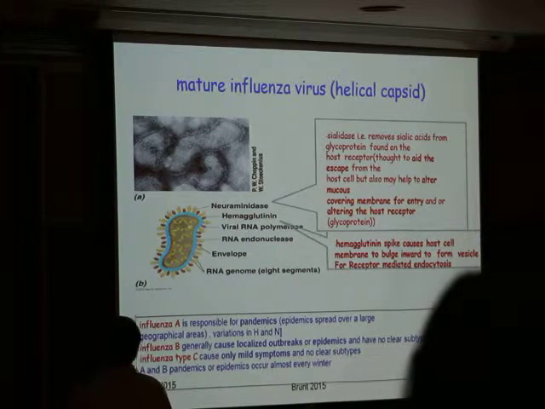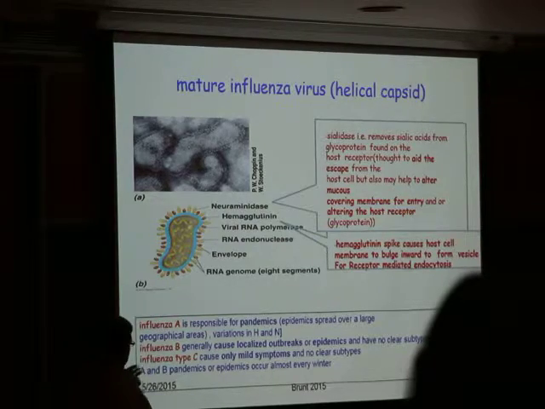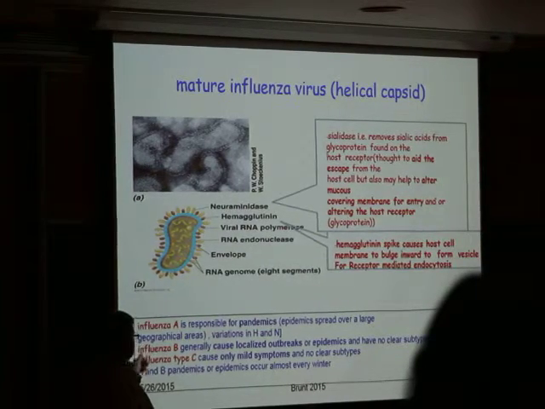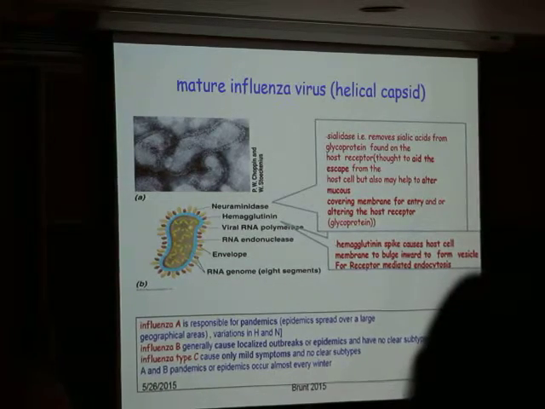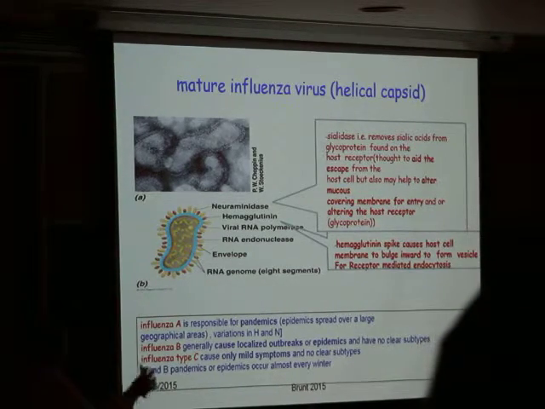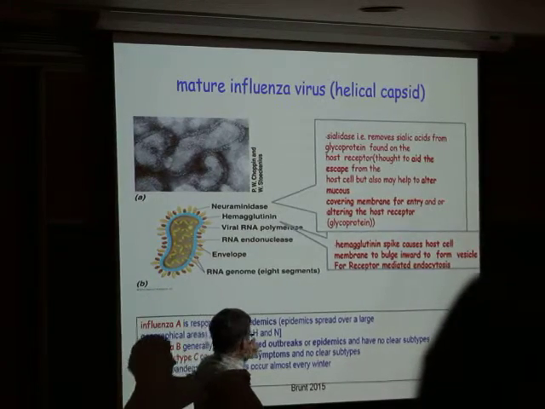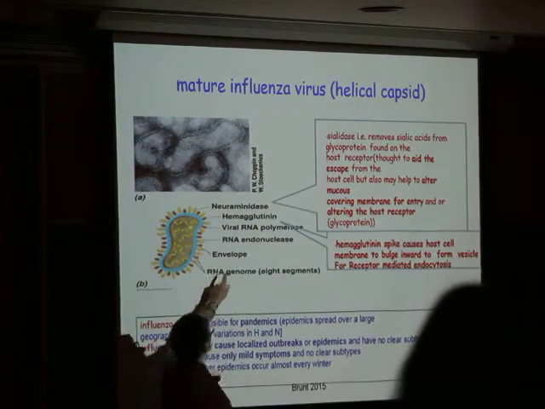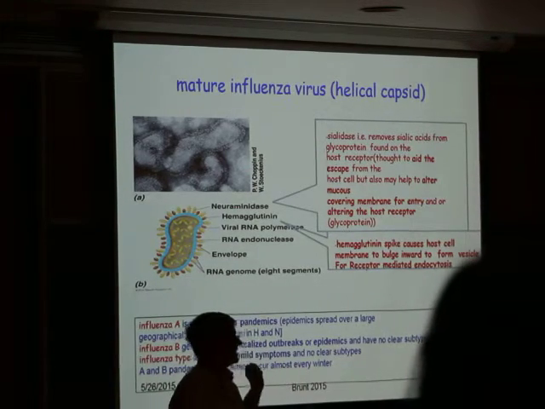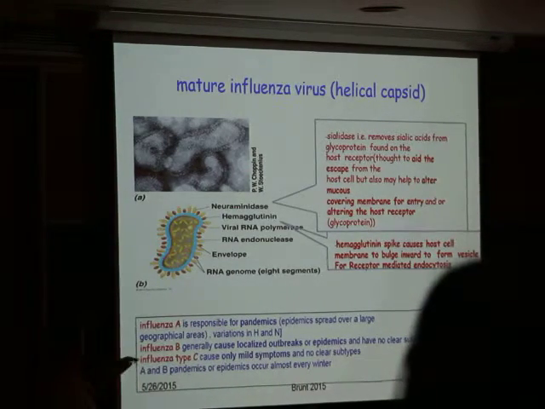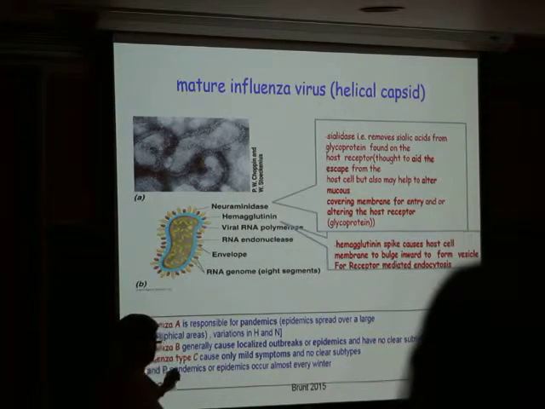Lest you think there's only one major group of influenza, there's actually 3: influenza A, B, and C. It's influenza A that causes pandemics, which are epidemics that spread over large geographical areas, and they vary in both the H and the N. So their hemagglutinin and neuraminidase spikes are different. They can change. Influenza B is usually generalized localized outbreaks.